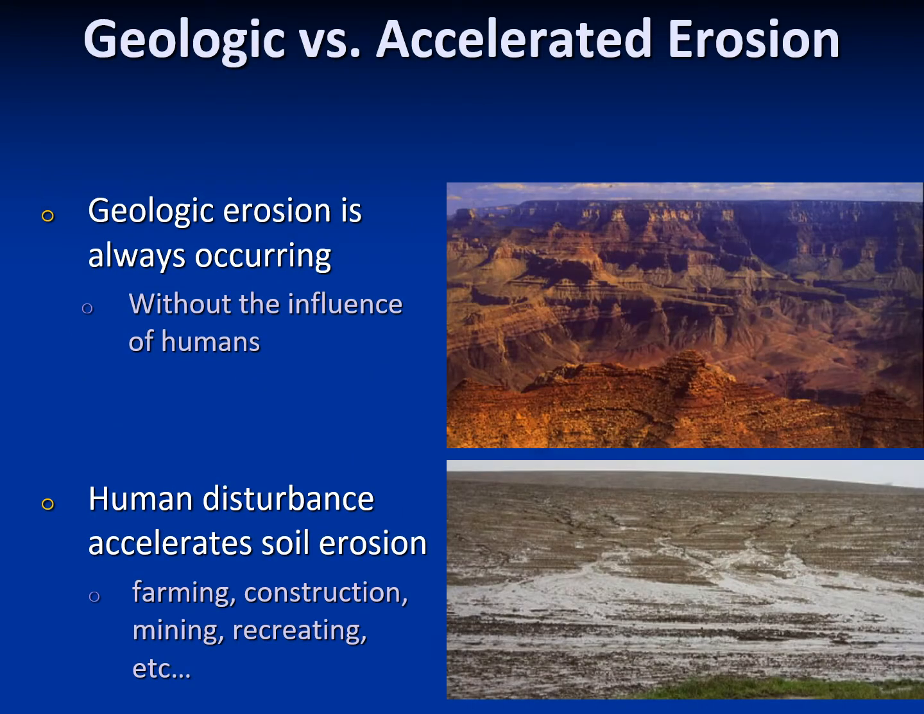So in geologic versus accelerated erosion, geologic erosion is always occurring without the influence of humans. Some really beautiful examples of natural erosion include the formation of the Grand Canyon and some other amazing national park landmarks. However, human disturbance also accelerates soil erosion, and some examples include mining, recreational activities, construction zones, and farming.